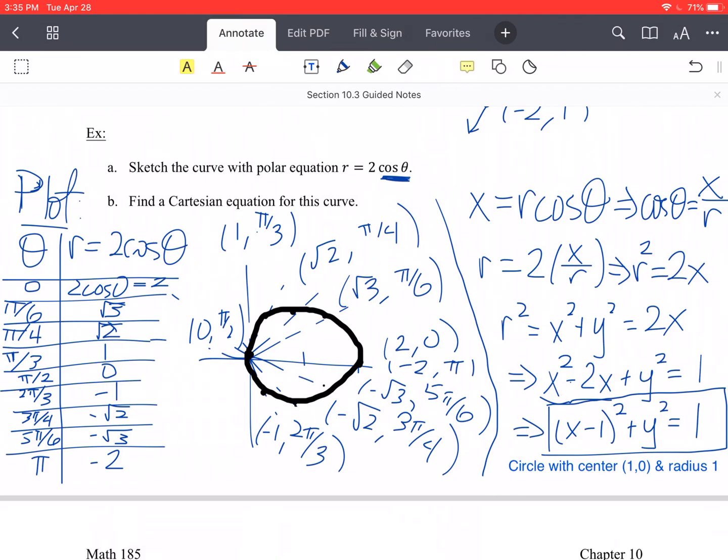So we plotted some points. We got a rough sketch of the curve, which in this case is a circle, and then we were able to convert it into a form that we understand a little better, those rectangular coordinates that we've worked with for all of our mathematical careers. Okay. All right. So let's go on.